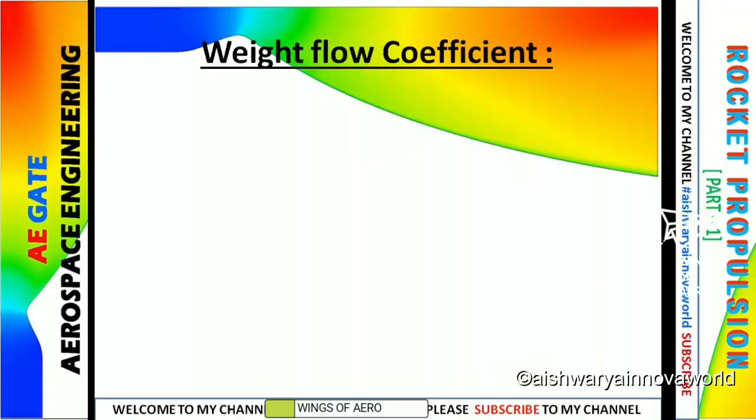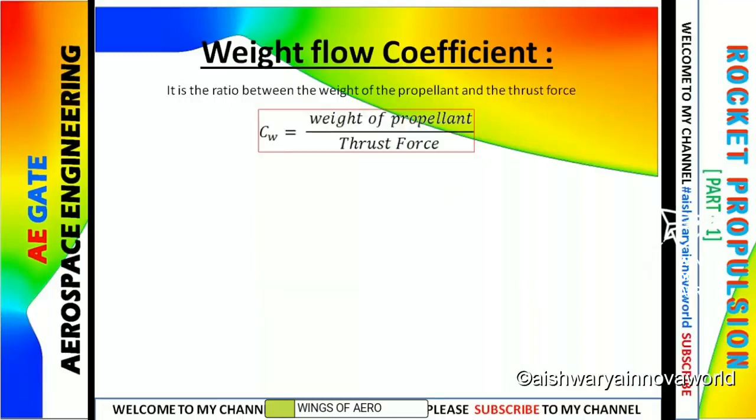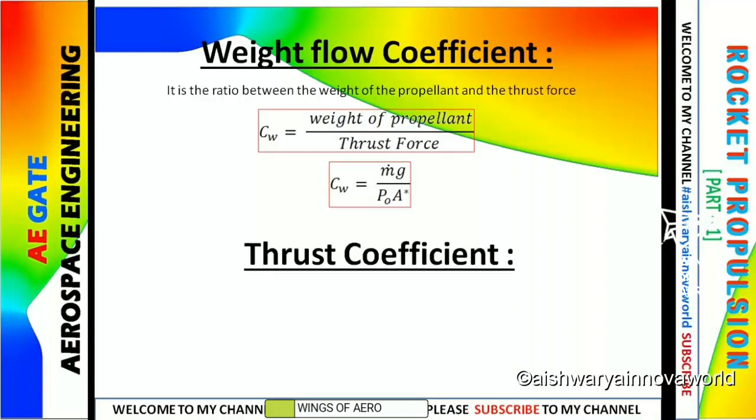Now we come to the weight flow coefficient. It is the ratio between the weight flow of the propellant and the thrust force. It can be written as C suffix W. What do you mean by weight flow of the propellant? That is W naught, which can be written as m dot into g. And the thrust force can be written as F star, which is equivalent to P naught into S star. What is P naught? The chamber pressure of the rocket. S star is the area of the throat section.